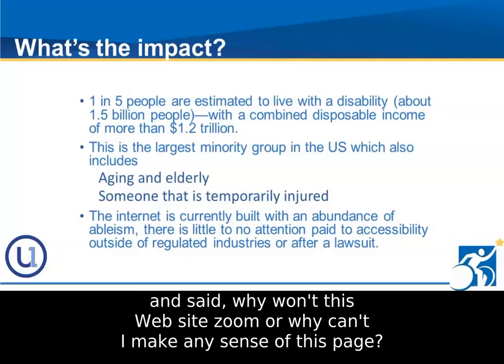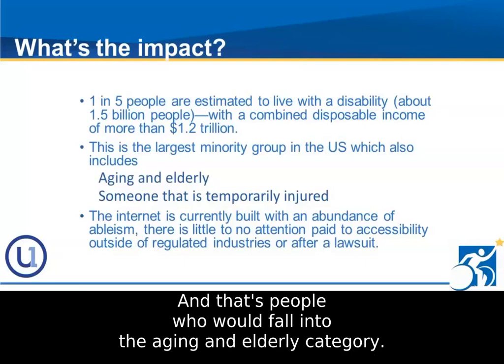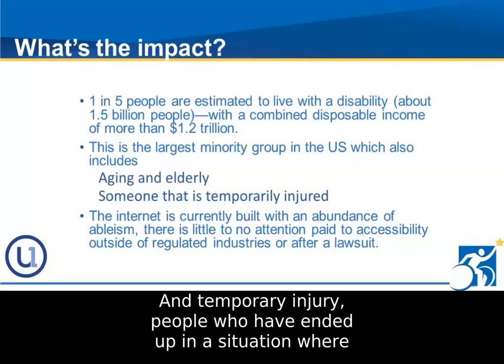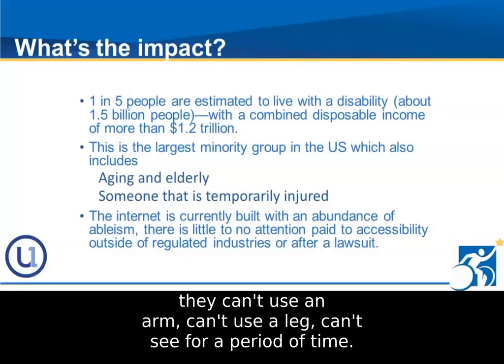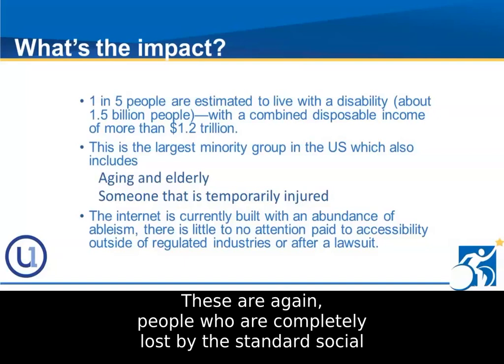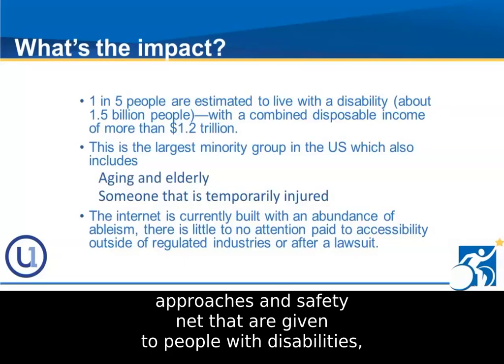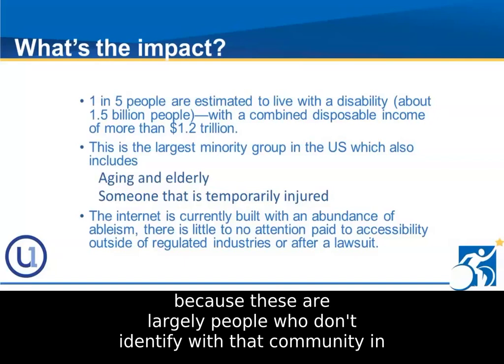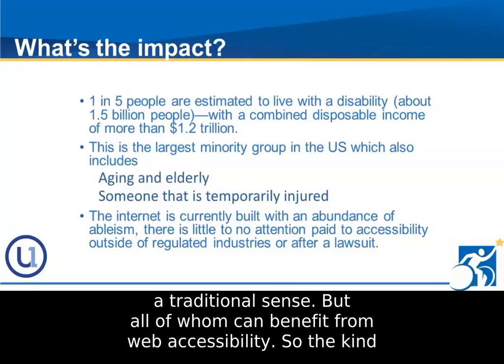Or why can't I make any sense of this page? And that's people that would fall into the aging and elderly category, and temporary injury, people that have ended up in a situation where they can't use an arm, can't use a leg, can't see for a period of time. These are, again, people that are completely lost by the standard social approaches and safety net that are given to people with disabilities, because these are largely people that don't identify with that community in a traditional sense, but all of whom can benefit from web accessibility.